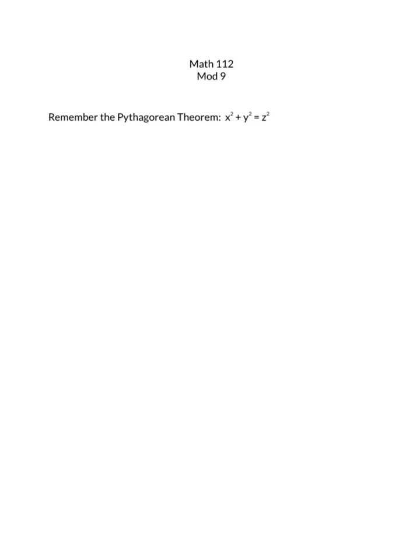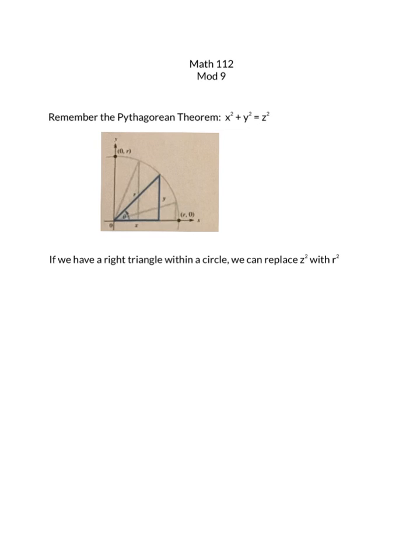In the beginning of Mod 9, we first want to look at remembering the Pythagorean theorem. x squared plus y squared equals z squared, where x and y are the legs of the right triangle and z is the hypotenuse of the right triangle. If we have a right triangle within a circle, we can replace z squared with r squared because now the hypotenuse is a radius. So now the Pythagorean theorem becomes x squared plus y squared equals r squared.